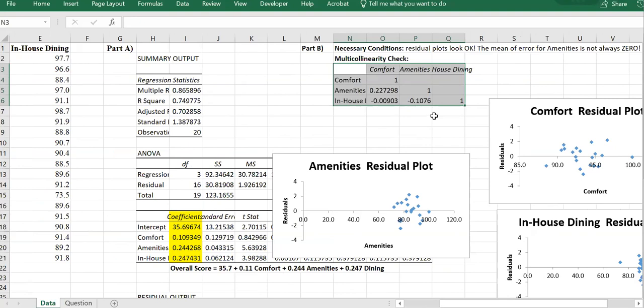So I have now these ones, that's okay. It's comfort with comfort, which has 100% correlation. That's understandable. But comfort and amenities, comfort and in-house dining, amenities and in-house dining, like I said, 3 correlations. All of them are below 0.7 in absolute value. So multicollinearity does not exist.